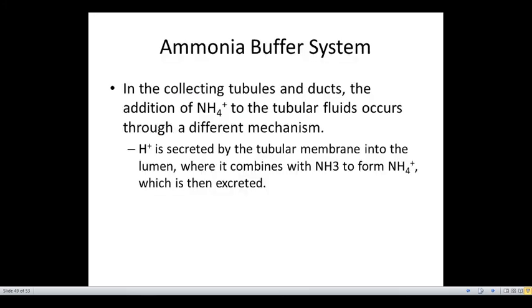In the collecting tubules and ducts, the addition of ammonium ions to the tubular fluids occurs through a different mechanism, which is like this: the hydrogen ion is secreted by the tubular membrane into the lumen, where it combines with ammonia to form ammonium ion, which is then excreted.